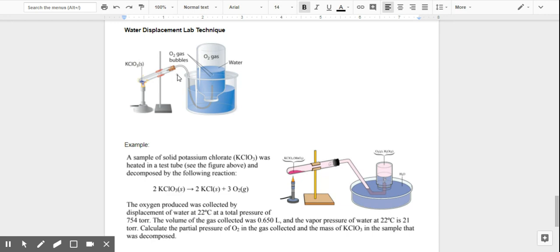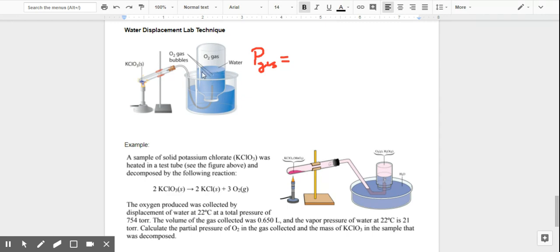When we're working with this, we can determine the pressure of the gas collected, so O2 would be our gas collected, by a simple technique here. Basically, the total pressure that you have, as you're reading here, this atmospheric pressure, is equal to the pressure of the gas, but also the water that you have here has a vapor pressure as well.